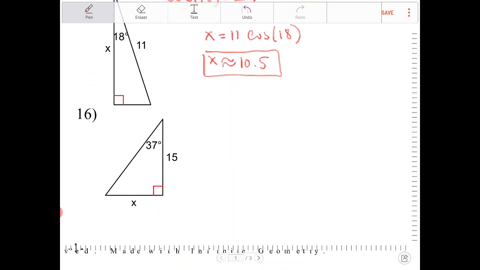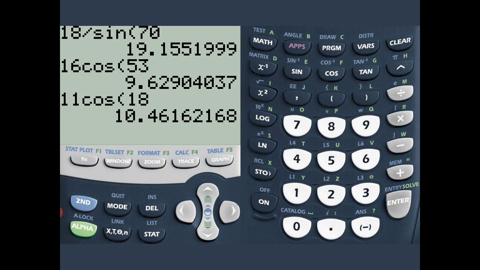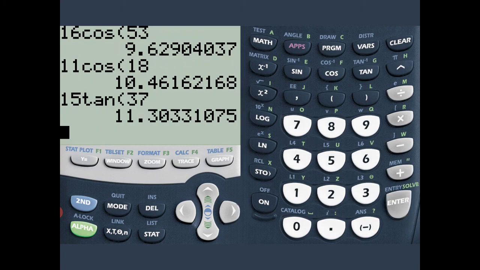And over here, number 16, x is opposite of 37, and 15 is adjacent to 37, so I'm going to use tangent. Cross multiply both sides by 15. So I end up with 15 tangent of 37. 11.3.